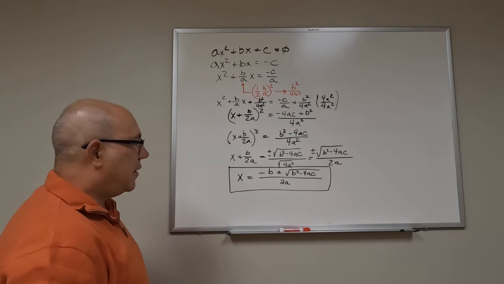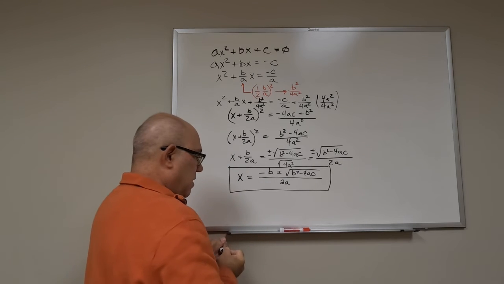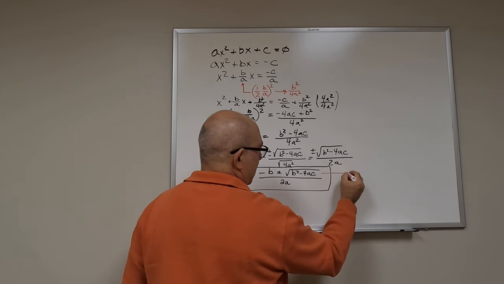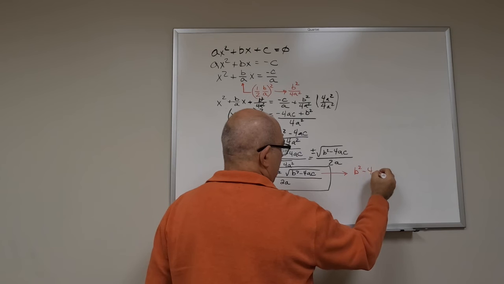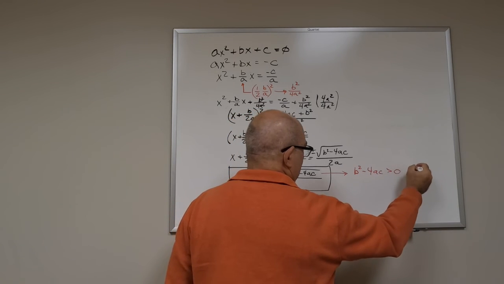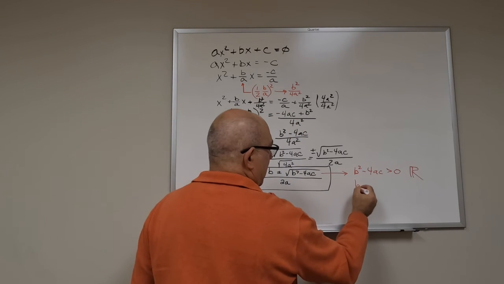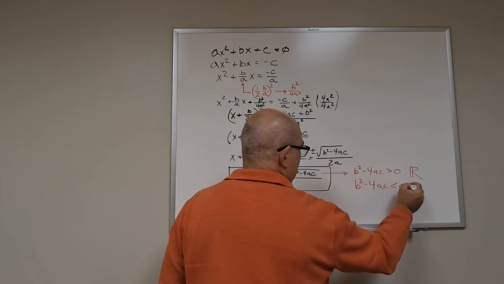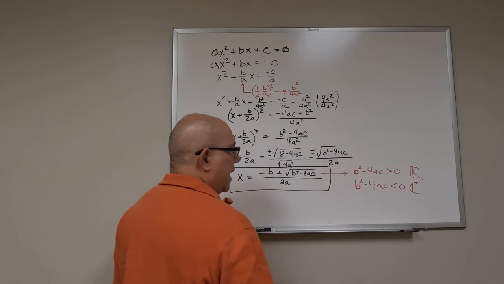Okay, now let's look at this little piece here. Let's just have a look at this piece. If b squared minus 4ac is greater than 0, then we're going to get a real number. But if b squared minus 4ac is less than 0, we're going to get a complex number, okay?